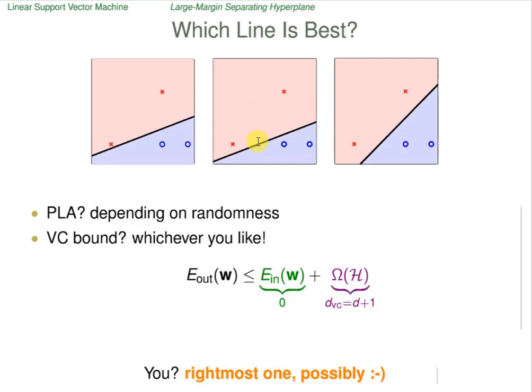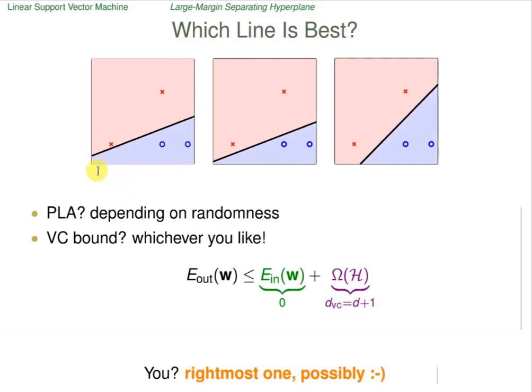And if we were to choose one out of 3, which one would be your best choice? Which hypothesis among 3 is the best one? That's one of the main questions.